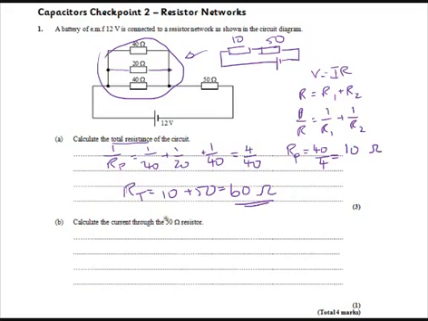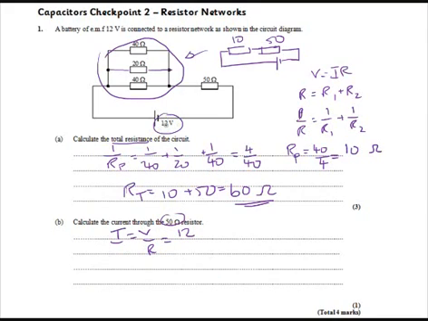Calculate the current through the 50 ohm resistor. Well, again, the temptation for some people is to go I equals V over R. Look for a voltage they can find. Well, there's a voltage, 12. And then look for a resistance they can find. Well, there's one that's 50.